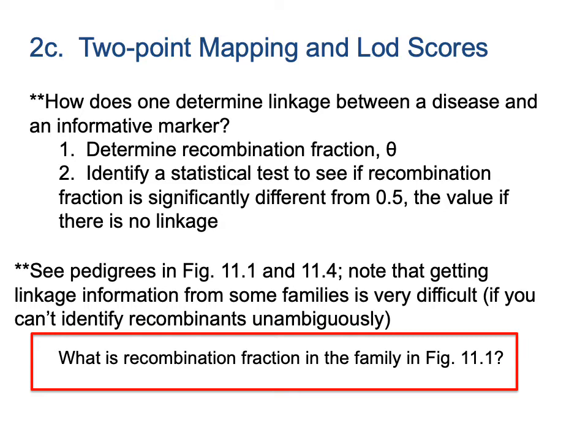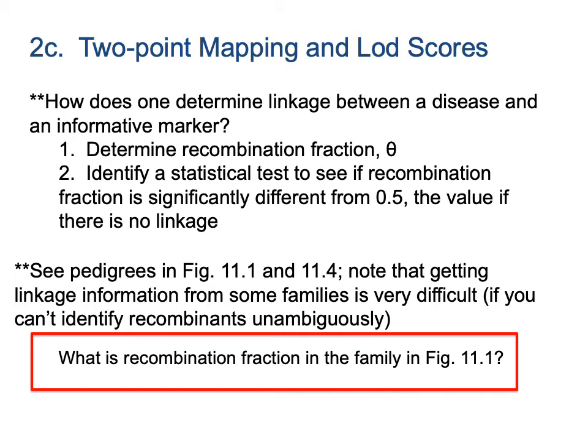So the last type of repetitive DNA that's been used are SNPs, single nucleotide polymorphisms, and that's really what's used mostly today. So once we know what these different genetic markers are, we can talk about two-point mapping and LOD scores. So how can you determine linkage between a disease and an informative marker?